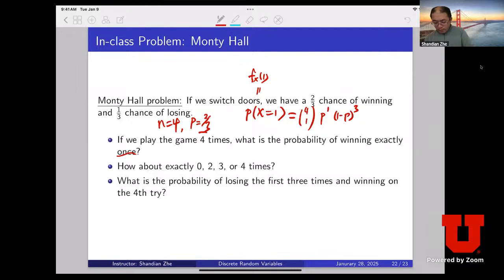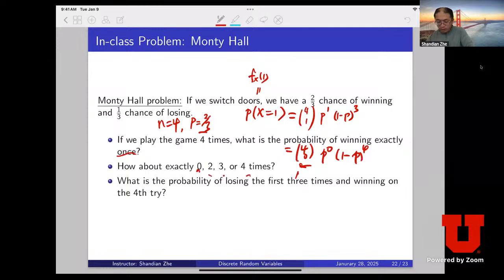And how about you win 0 times? We just replace 1 by 0, right? So it's 4 choose 0, p to the power of 0, 1 minus p to the power of 4 minus 0 is 4, right? So by the way, what is 4 choose 0? Just one, right? This is just some formula. You can check it out, right? But it's one, right?